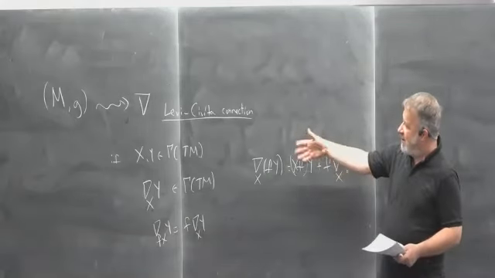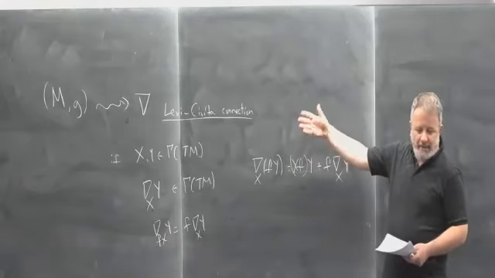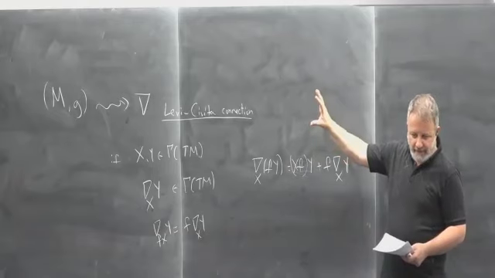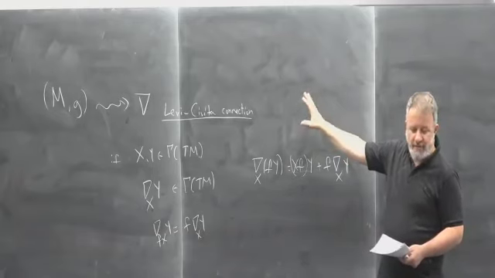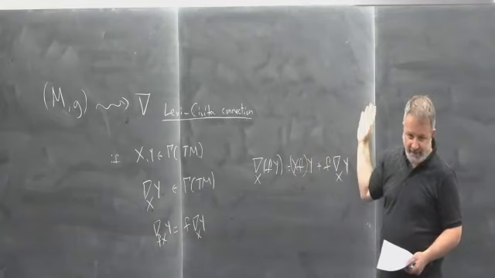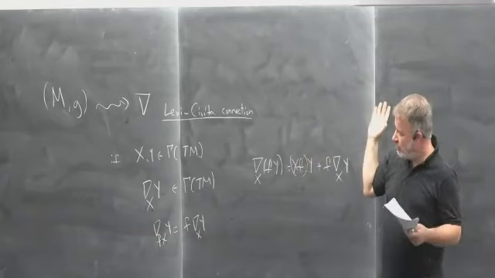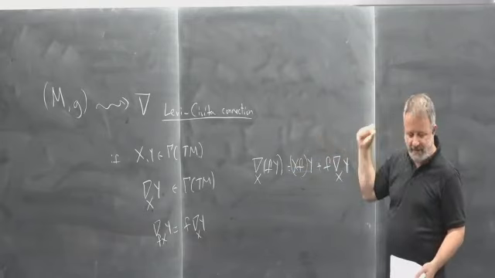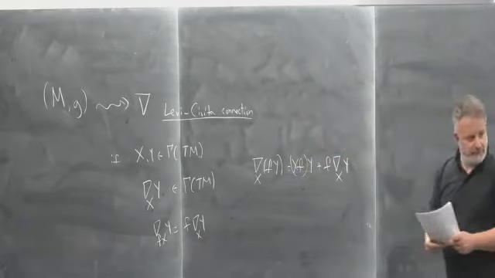And there was a theorem. This has certain properties: it's metric compatible and it's torsion free. If you insist that your covariant derivative has those properties, it exists and is unique given the metric. If you change metrics, you get a different Levi-Civita connection. We're usually going to be working with a fixed metric, which has a fixed Levi-Civita connection.